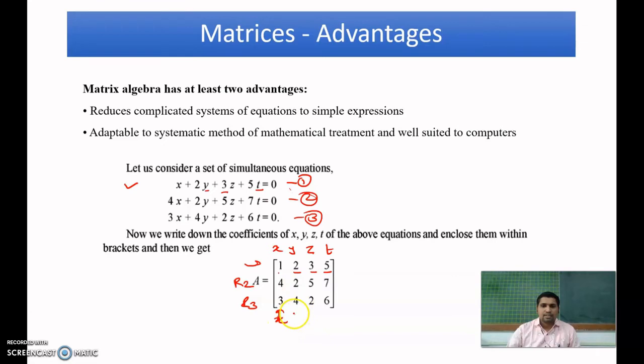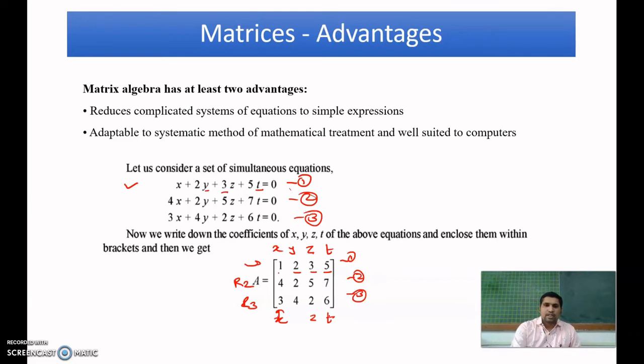Okay, but when we look at the columns, we will get the x axis elements of all. In the y axis, all the y elements, in the z axis, all the z elements, and in the fourth column we will get the t coordinates, all t coordinates of equation number 1, 2 and 3. So students, we can see here in columns we will get all x, y, z and t coordinates respectively, and in the rows we will get equation number 1, 2 and 3.